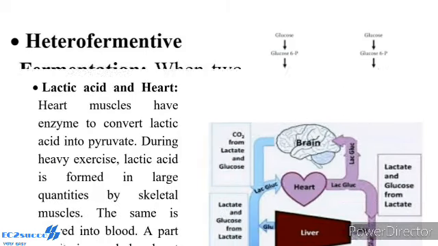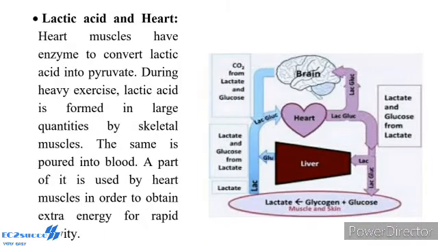Another one, lactic acid and heart. Heart muscles have enzymes to convert lactic acid into pyruvate. During heavy exercise, lactic acid is formed in large quantity by skeletal muscles. The same is poured into blood. A part of it is used by heart muscles in order to obtain extra energy for rapid activity.